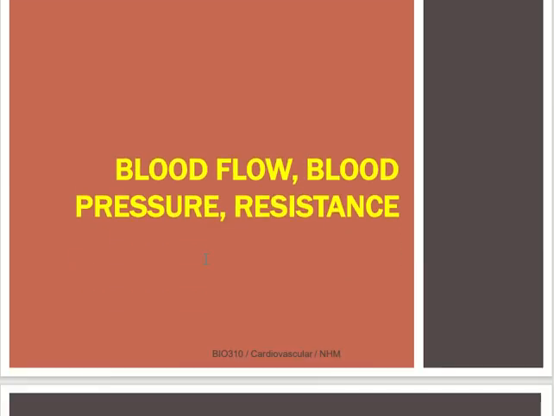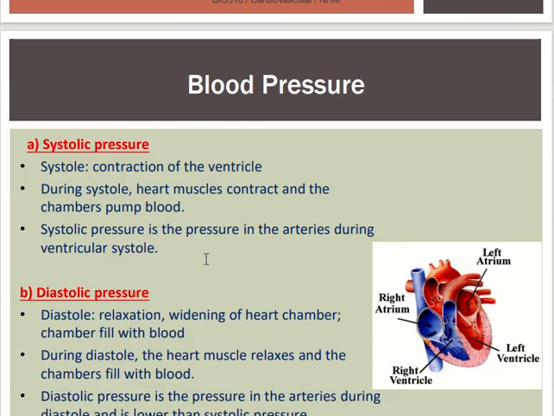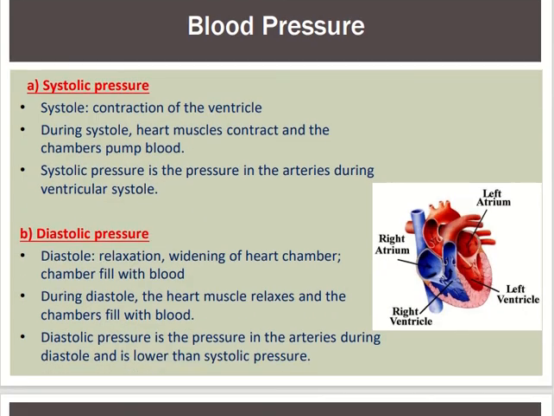Next, we're going to look at blood flow, blood pressure, and also blood resistance. There are two types of blood pressure. The first one is systolic pressure. Systolic refers to the contraction. Meanwhile, diastolic refers to the relaxation. When we talk about pressure, it refers only to the ventricle, because the ventricle is the one that pushes out the blood.